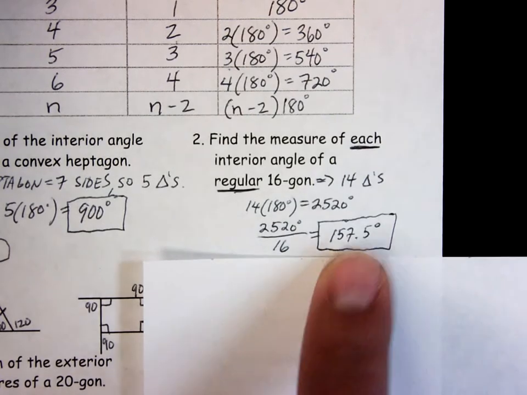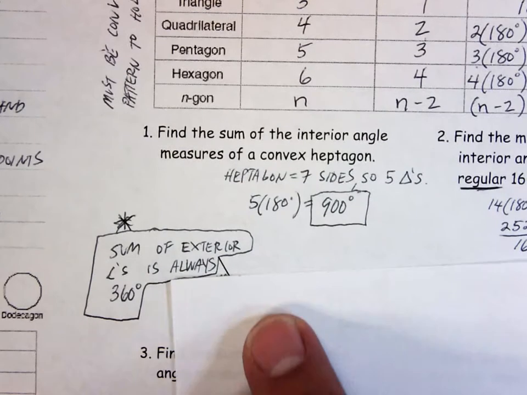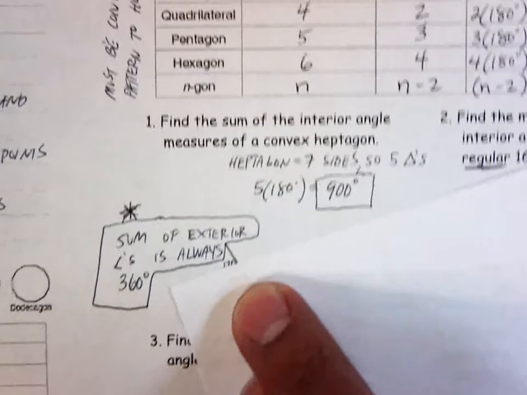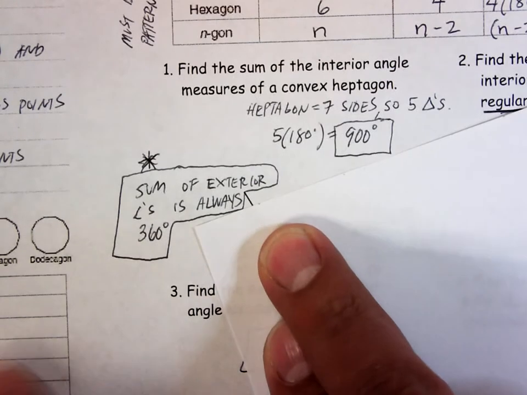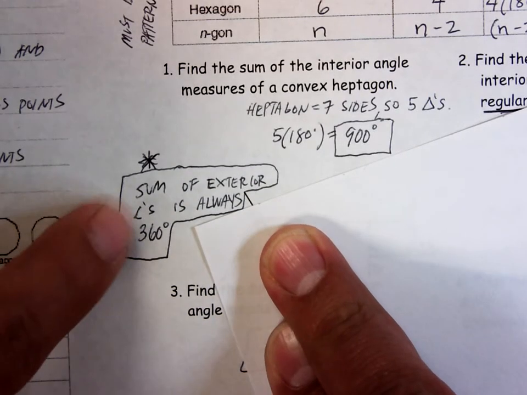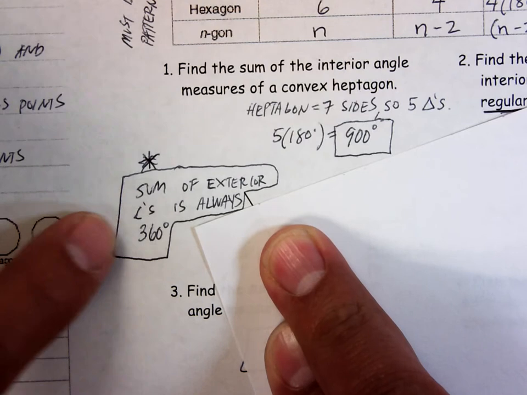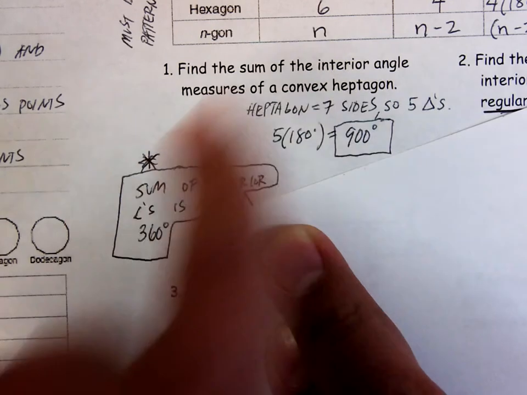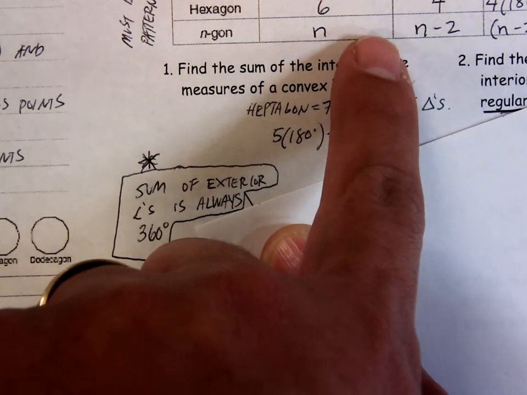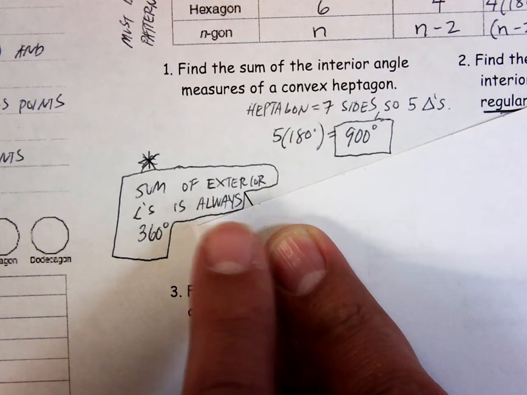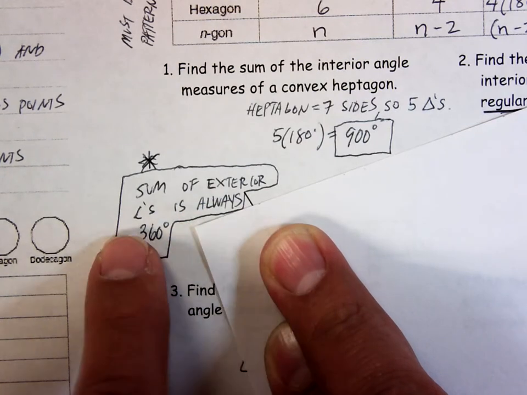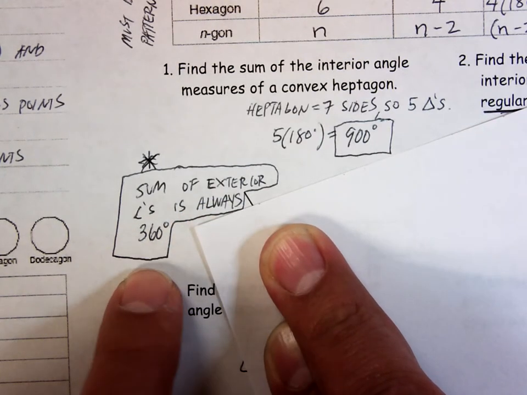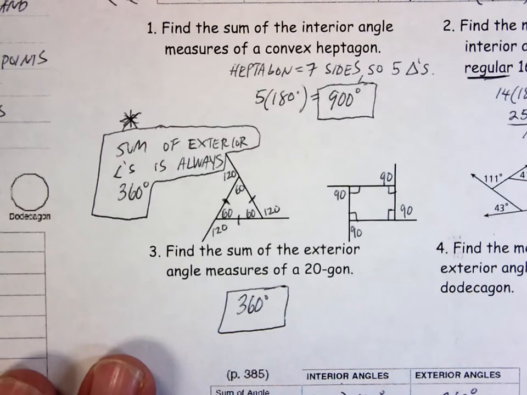This next part, I think you'll agree, hopefully it's pretty easy. Write this somewhere on your paper. Flag it. The sum of the exterior angles of a polygon is always 360. So notice if I'm trying to find the sum of the interior, there's this little pattern, this little rule we saw up here. But if you're adding the sum of the exterior angles, it's always 360. It does not change.